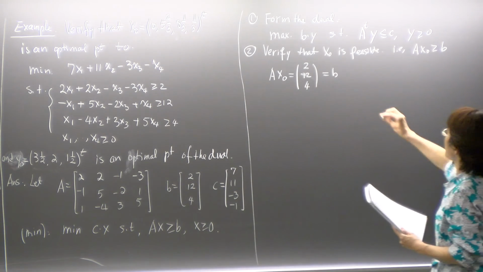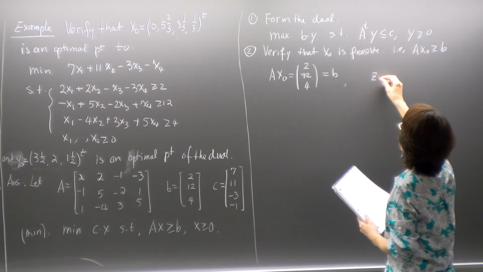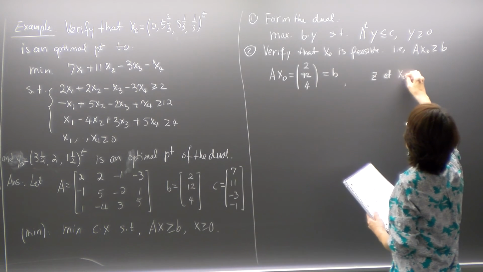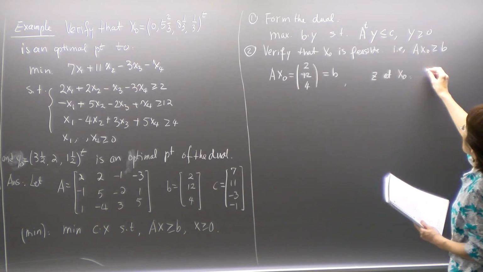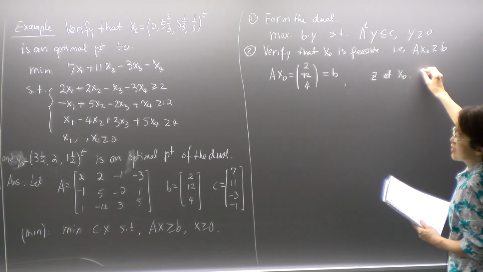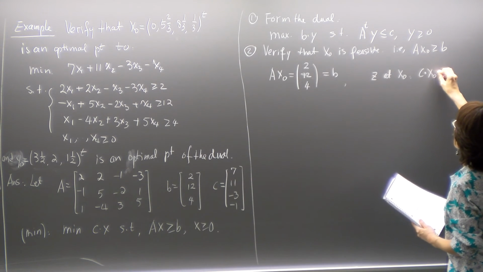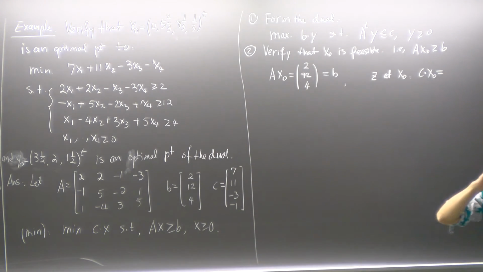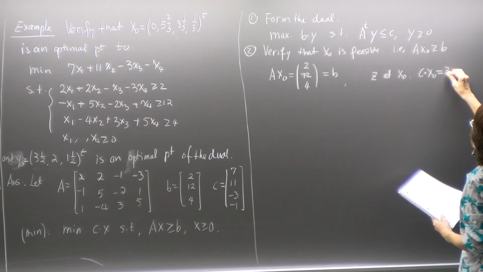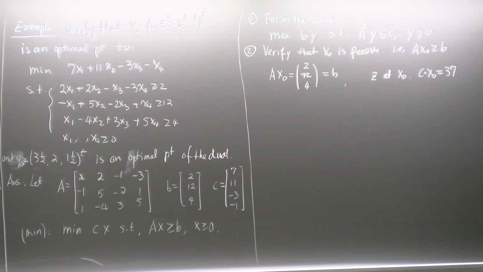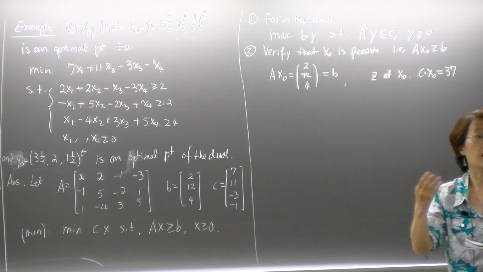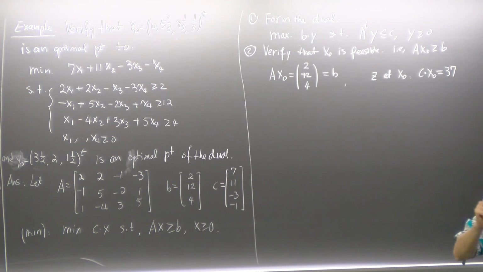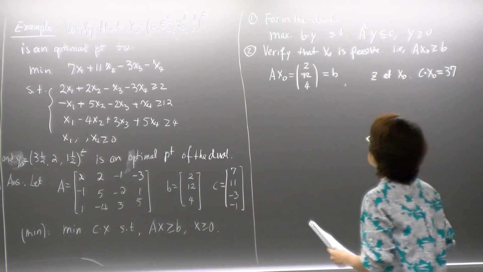Then you compute the z value at x naught, which is c dot x naught. You take c and x naught and do the dot product. Multiply 4 numbers and add them up, and you will find you get 37. I shall allow calculators for the exam, so you don't have to struggle too much with these numbers.